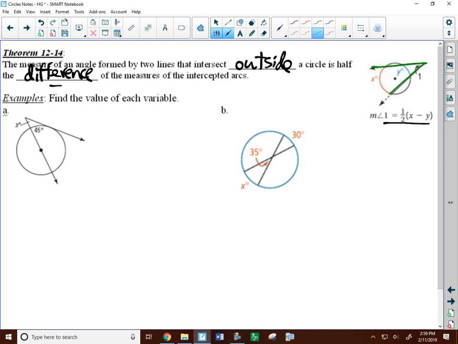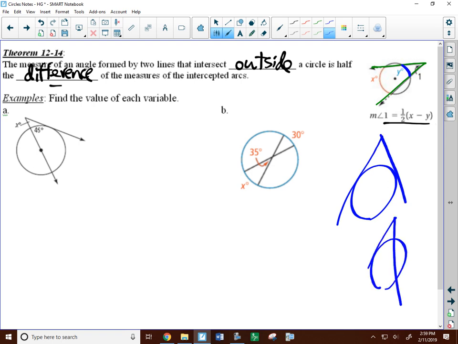Angle 1 is outside the circle. It's formed by two secants. I should note, it could be two tangents. This formula also works. Or it could be one tangent and one secant. Okay, so it works in any case. And it's going to be half the difference of x and y.